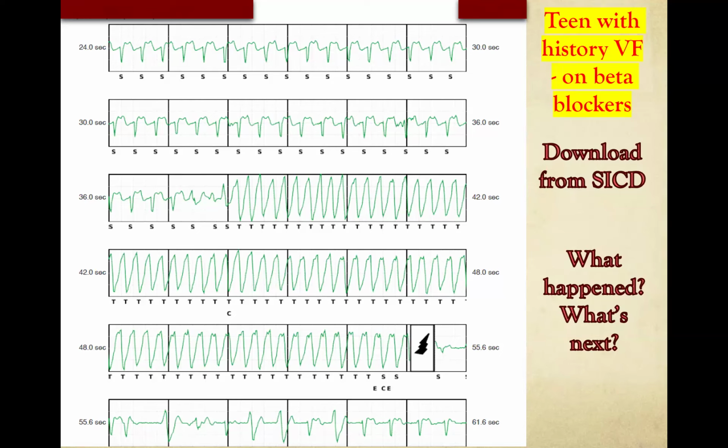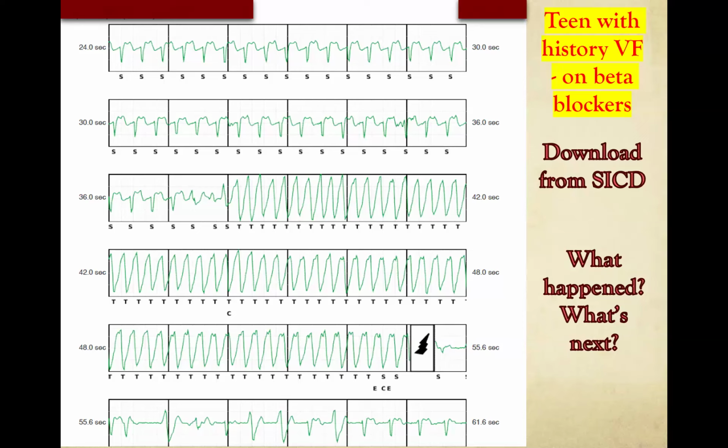The second reason we don't use Proc very often, other than that there are other agents, is it has a very large number of side effects with long-term use. It can cause GI upset. It can cause lupus-like symptoms. So generally we don't use it anymore. It used to be very popular, before I was a doctor, but it has sort of fallen out of favor as a chronic therapy for most patients.